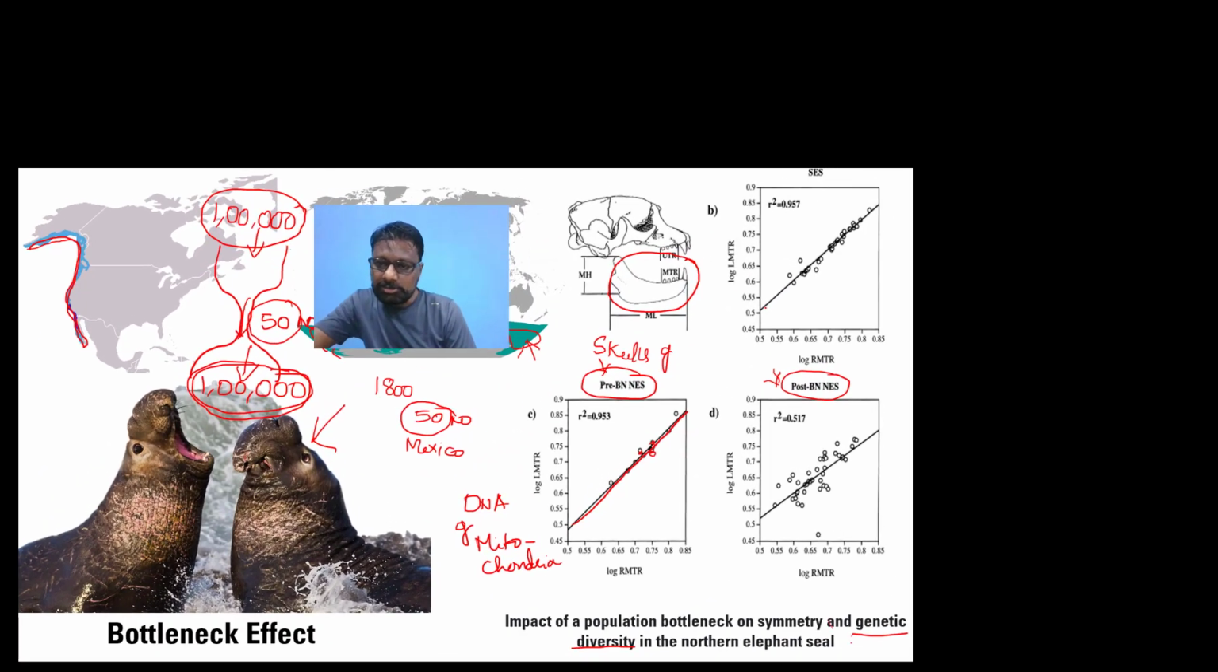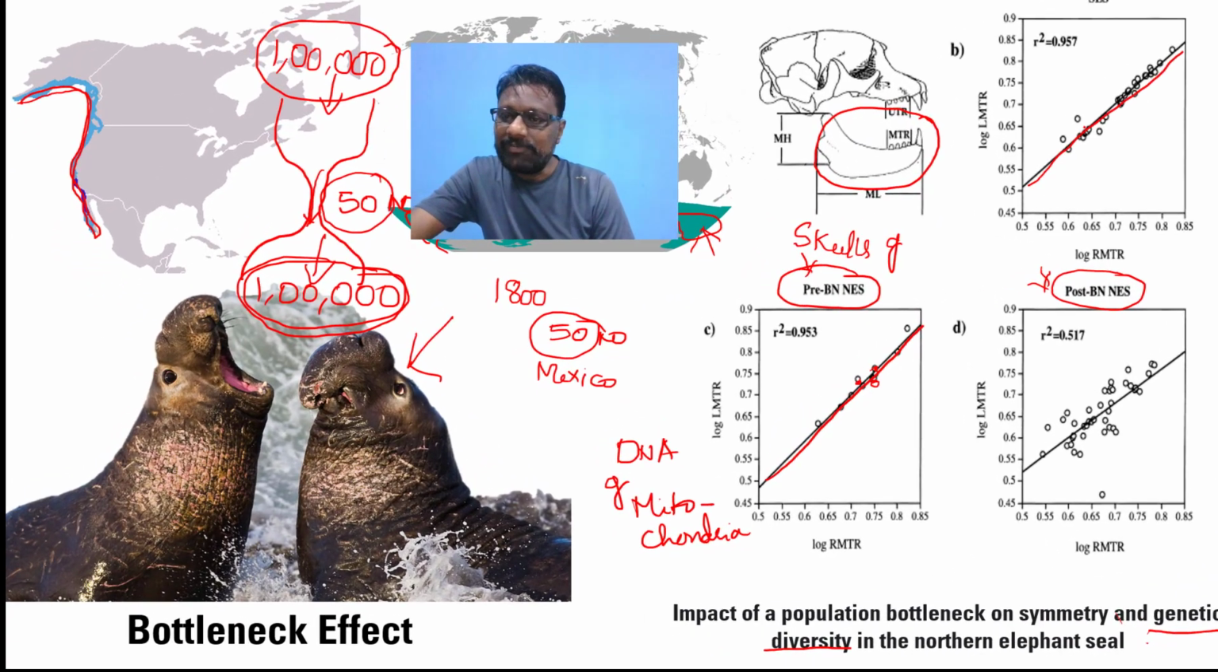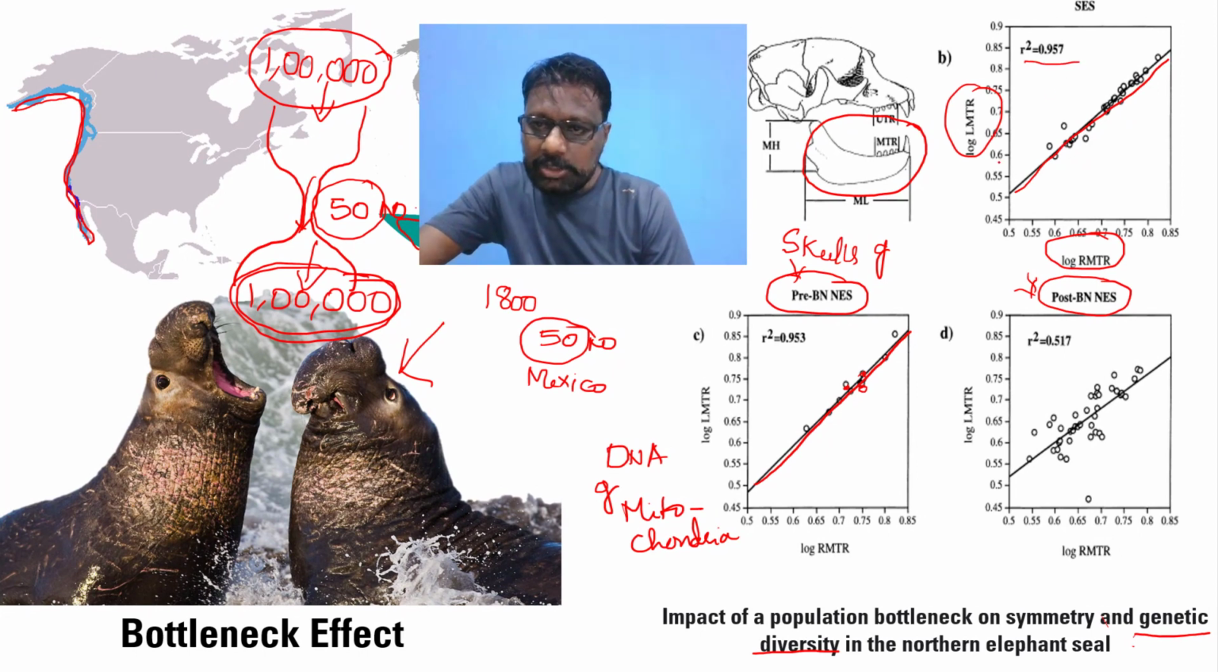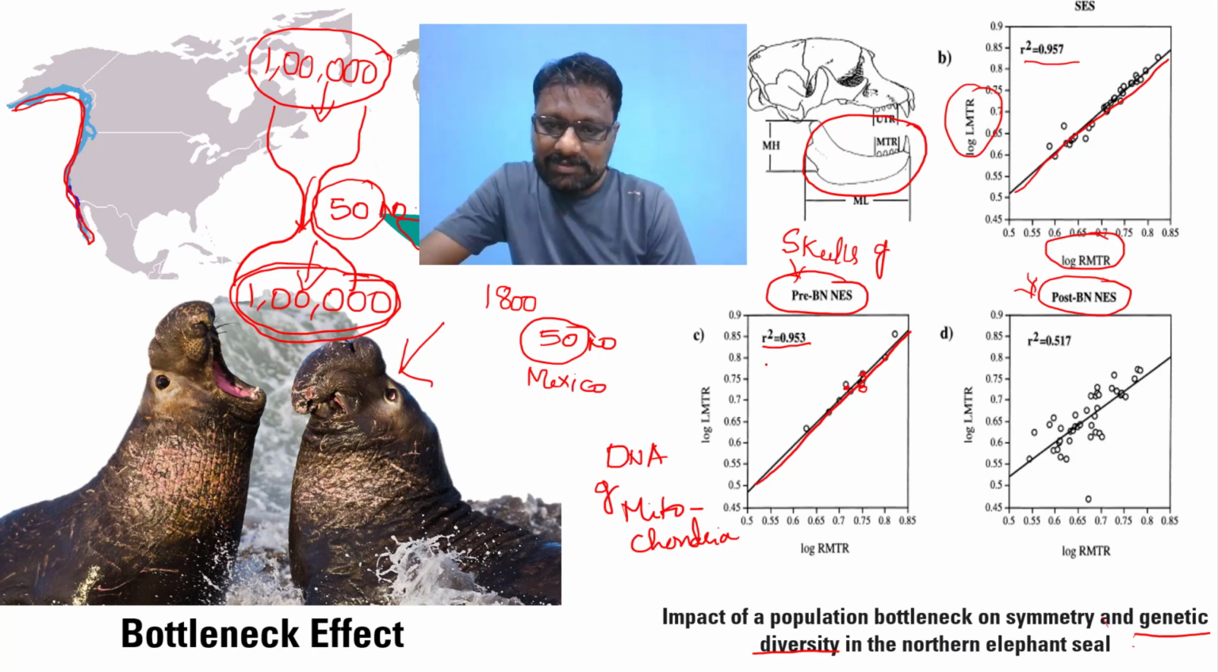Similarly, when they studied the skulls of southern elephant seals, the mandibular distance between the right and left, this is the left mandibular and this is the right mandibular, when measured, they saw very clear symmetry between the right and left, and their R values are close to the same, that is 0.95, 0.953 and 0.957. So before the bottleneck phenomenon, the northern elephant seal and the southern elephant seal show the same kind of symmetry between the right and left mandible.